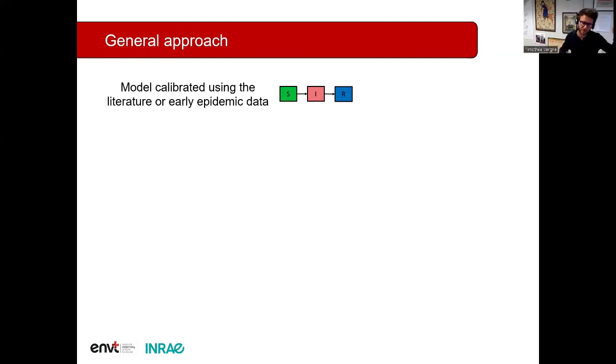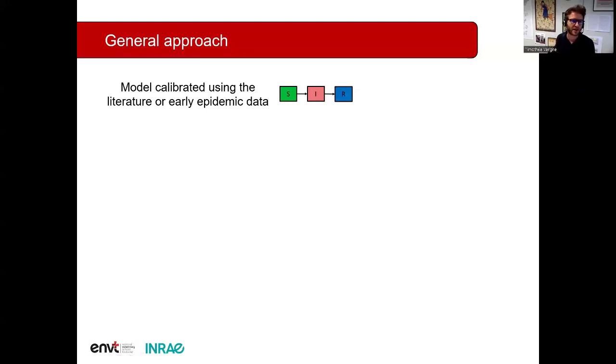And this model has been calibrated either using the literature. So we know there have been some transmission experiments somewhere, and we extract the parameters from these transmission experiments and apply them to our model, for example. Or the other way to calibrate this model would be to use the early phase of an epidemic to fit the model to the early phase of the epidemic. And that would help to assign values to the parameters that define the model.